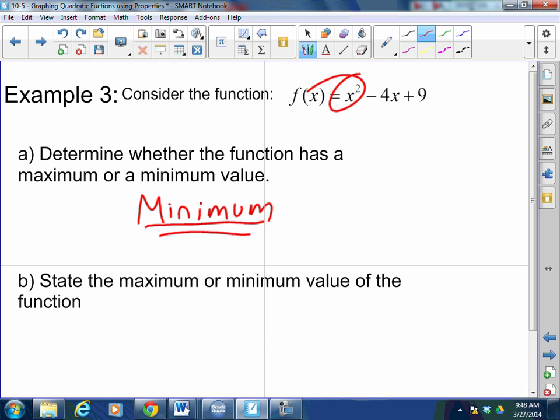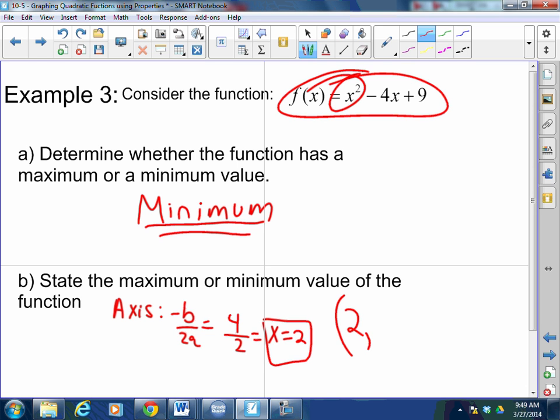State the maximum or the minimum value. So they want to find the vertex. How do I find the vertex? What's my first step? I find the axis. Go ahead, I'm listening. Negative b over 2a, good job. So what would the axis be here? 4 over 2, which is x equals 2, right? What do I do with that x equals 2 value? I plug it into the equation. So 2 squared is 4, minus 8 is negative 4, plus 9 is 5. That is my minimum value.